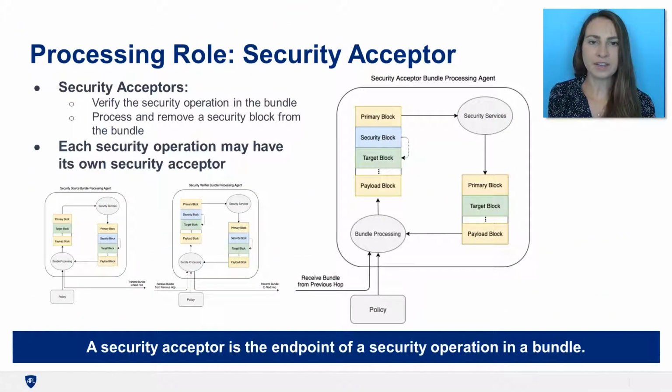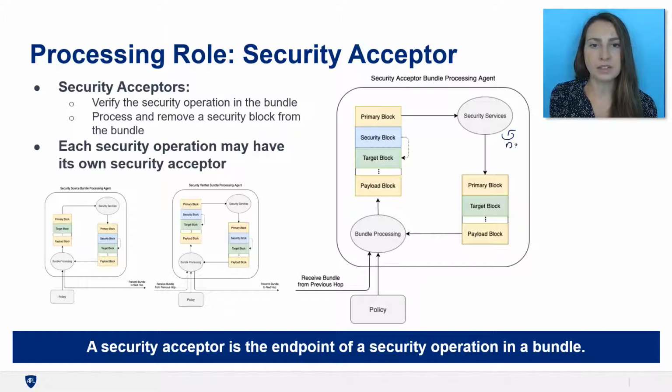A node that is identified by policy as a security acceptor is the endpoint of a security operation in the bundle. The security acceptor is responsible for both processing and removing a security block from the bundle. When the bundle is first received by the security acceptor, it contains both a security block and target block. The security block is first processed. When a BCB is processed, the target block is decrypted. When a BIB is processed, the integrity of the target block is verified. Once the security block has been processed, it is removed from the bundle.